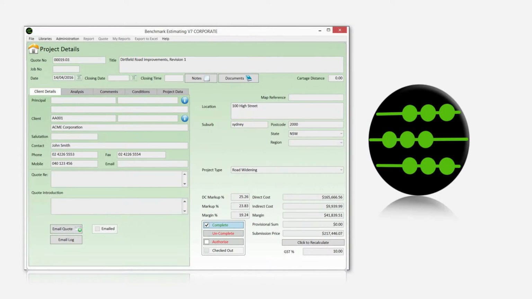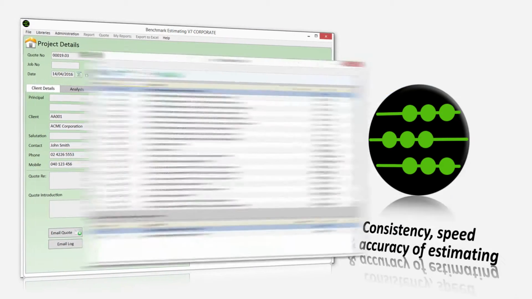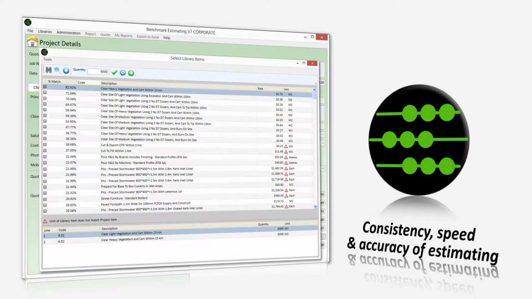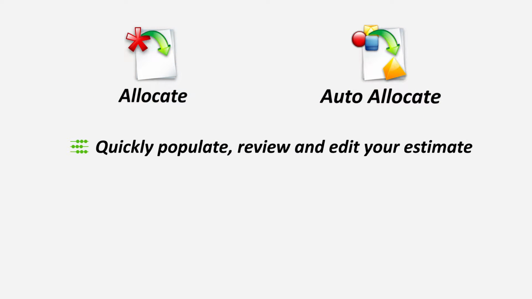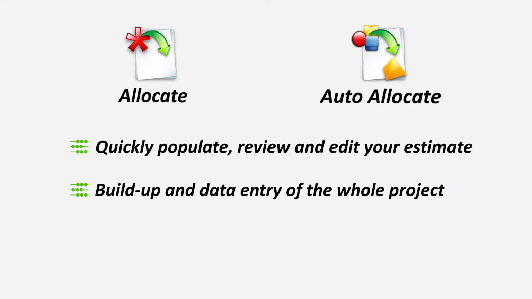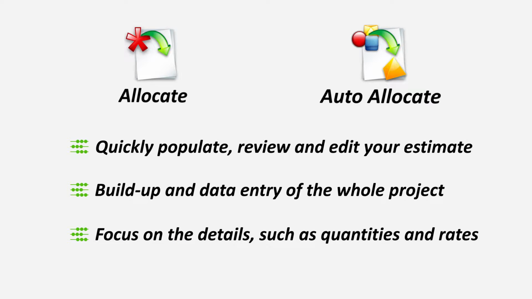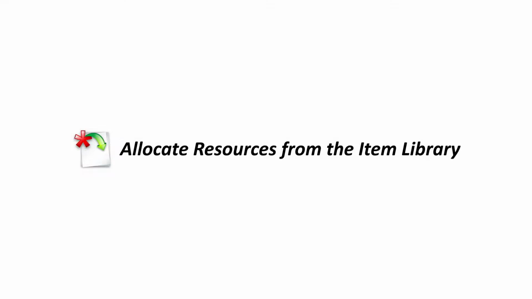Benchmark estimating software has been developed with the clear objective of increasing the consistency, speed, and accuracy of estimating. Both Allocate and Auto Allocate are extremely powerful functions to quickly populate, review, and edit your estimate. They each use different methods, allowing you to choose the option that's right for you. We'll demonstrate both Allocate and Auto Allocate to show you how benchmark estimating software does the build-up and data entry of the whole project, allowing you to focus on the details such as quantities and rates.